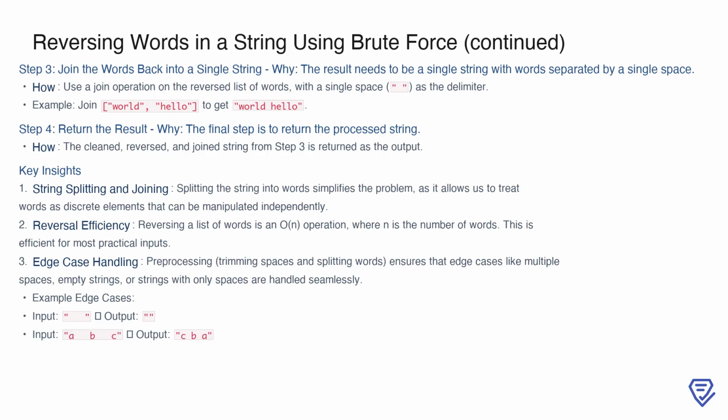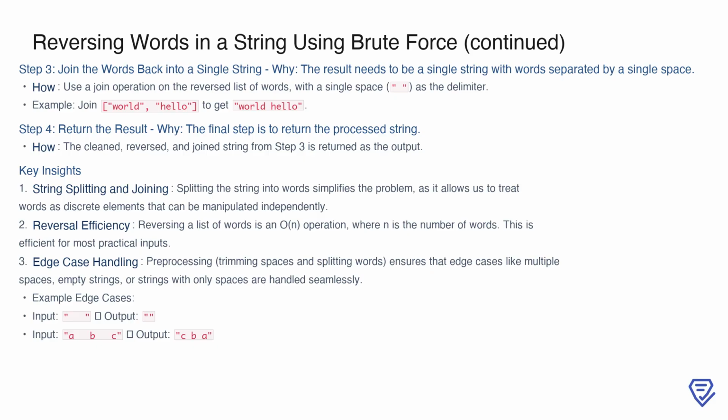It's important to note that breaking down the problem into these steps, cleaning the string, splitting it into words, reversing the list, and joining it back, is key to solving the problem efficiently. Additionally, handling edge cases is crucial. For example, if the input is just spaces, pre-processing will trim it down to an empty string, which splits into an empty list and ultimately results in an empty output.